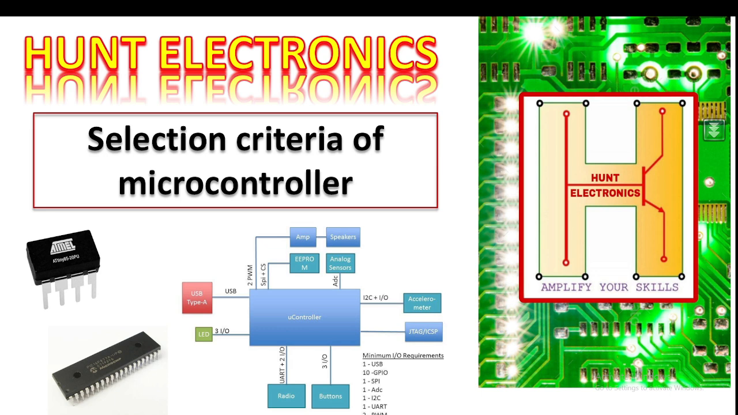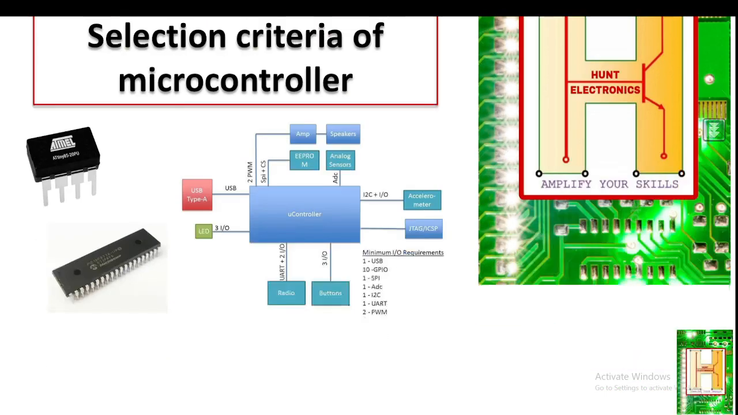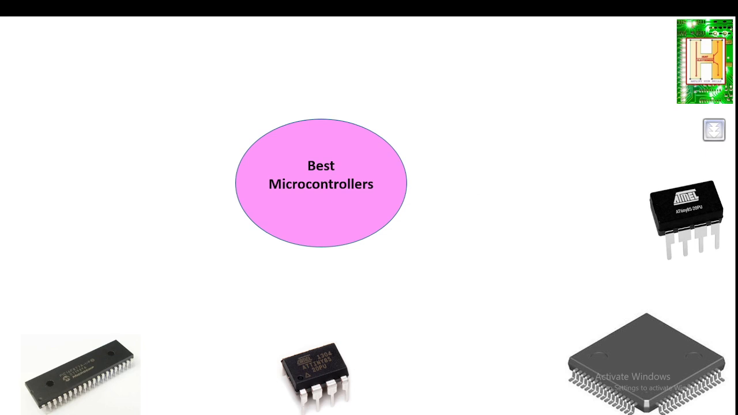The topic is the selection criteria of a microcontroller, or in other words, what are the steps to select the microcontroller for your project. The microcontroller is the heart of your project. So one should know which is the best microcontroller and what are the various steps one should follow to select it. There are 10 different steps which should be followed for the selection of a microcontroller.